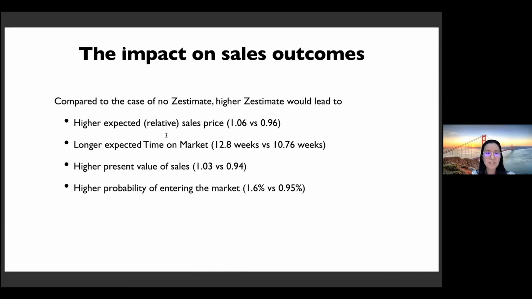What we find is that compared to the case of no Zestimate, higher Zestimate would lead to a higher expected relative sales price, which means that for properties with higher Zestimate, the expected sales price is about 1.06 times the intrinsic value, whereas when the Zestimate is not available, the expected sales price is only about 0.96 times the intrinsic value. We also find that higher Zestimate will lead to longer expected time on market, but still higher present value of sales overall. And because higher Zestimate would lead to better market outcome overall, it would also lead to higher probability of entering the market, meaning that properties with higher Zestimate are more likely to be on the market.